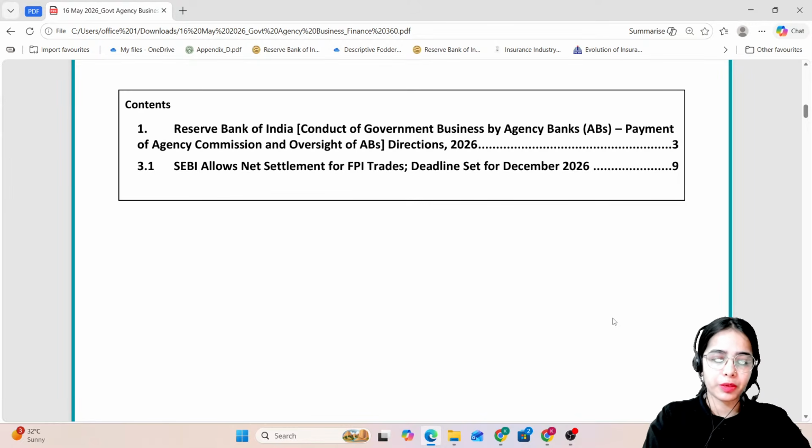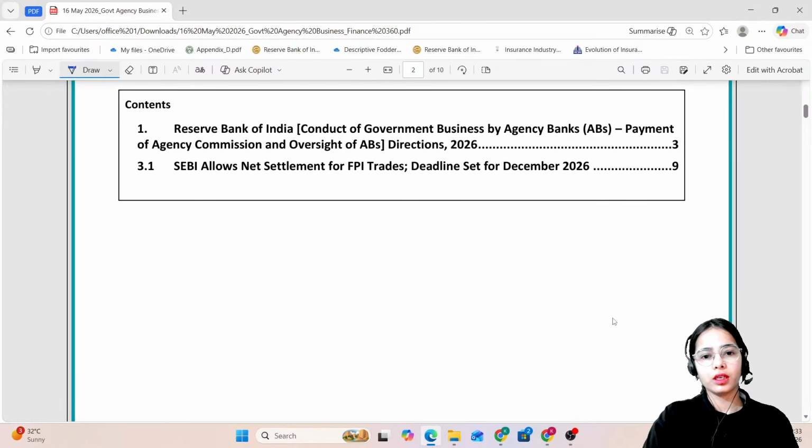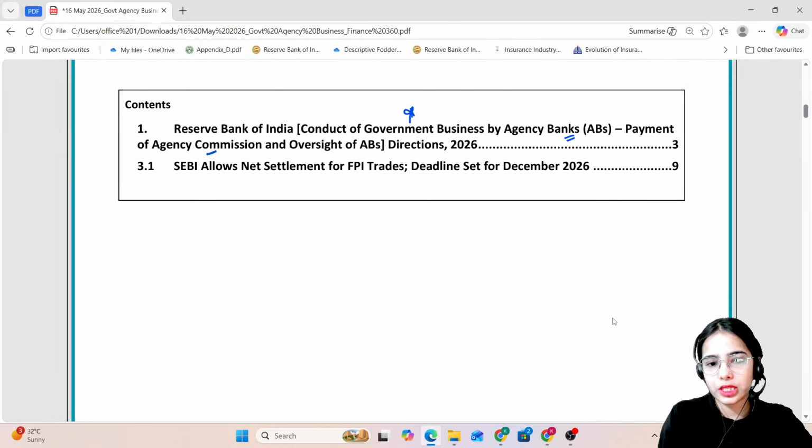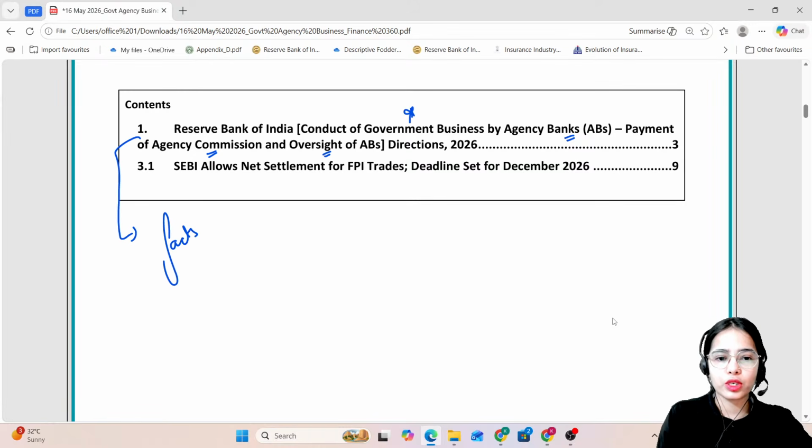One is from the RBI website and the other one is from the SEBI. So we are going to discuss the Reserve Bank of India conduct of government business by agency banks, payment of agency commission and oversight. So there are different facts that we have to focus on. I will mark the important facts also that you have to remember from the examination perspective.